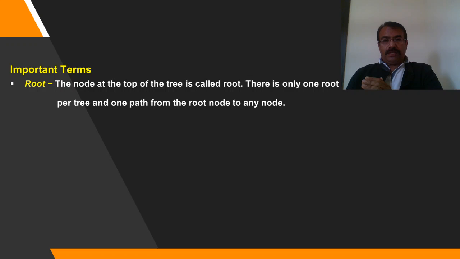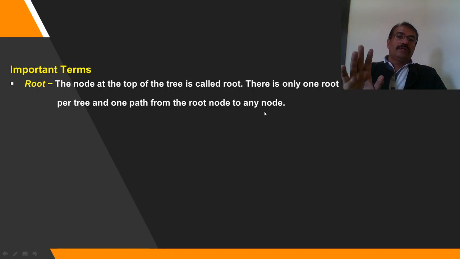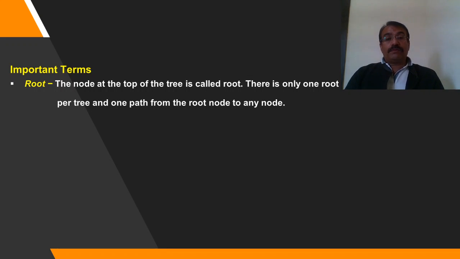Okay, a subtree can be there. A subtree's root will be there, but that will not be the root of the whole tree. There will be only one root per tree and one path from the root node to any node. Every node will be accessible from the root node. That we need to take care of, because in an array also we have a base address. In a linked list also we have a first node or start node marked.